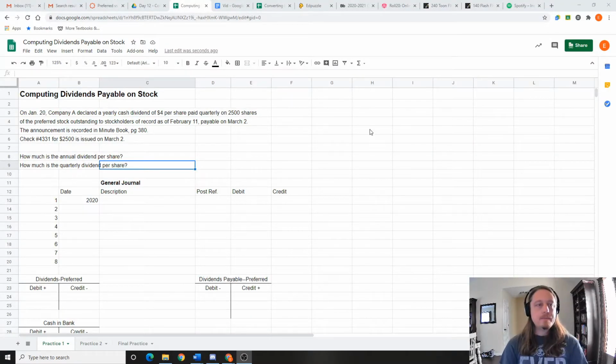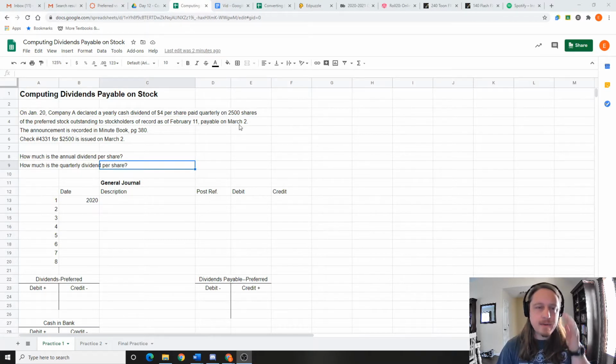Okay, so here we have our first practice sheet that I'll be doing for you. On January 20th, Company A declares a yearly cash dividend of $4 per share. They're going to send out cash from our retained earnings to the shareholders. So everybody who owns a share gets $4. If you own multiple shares, it's $4 per share, paid quarterly on 2,500 shares.